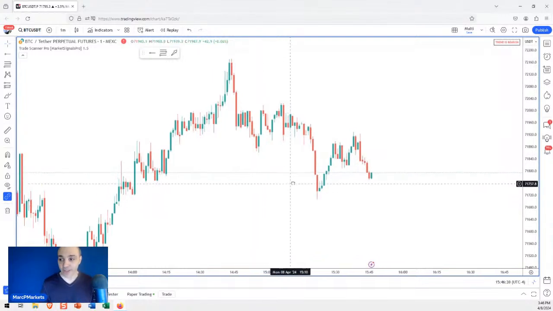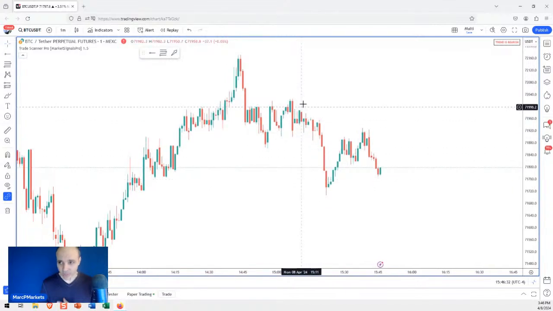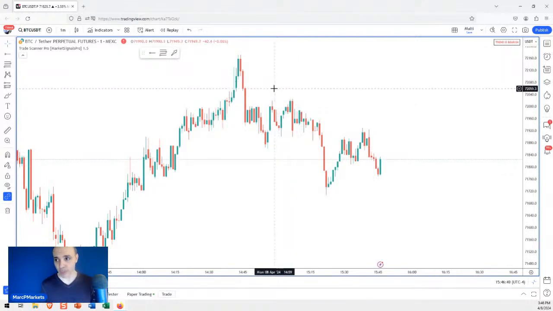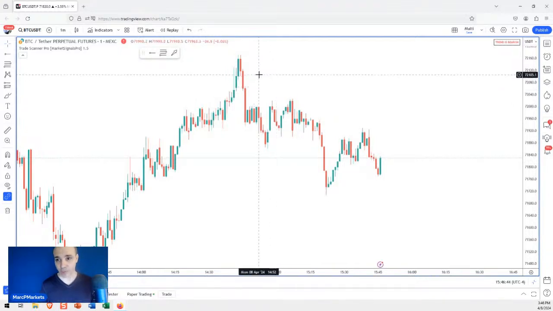Now, one great feature about the Trade Scanner Pro is, do you have to sit here on this 1 minute chart and wait an hour for a signal to show up? It could take an hour. It could take 30 minutes. I'm not going to sit here and wait. We're going to actually look at a smaller time frame.